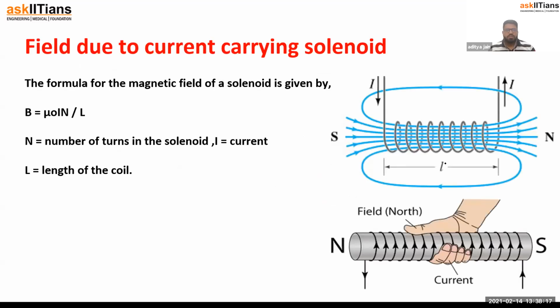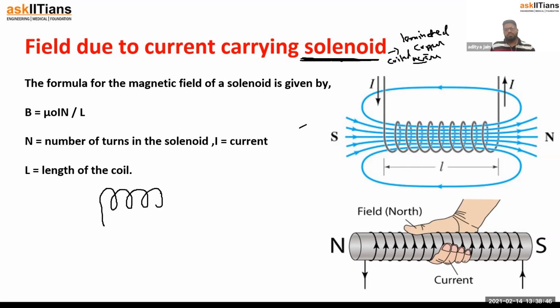I hope that is clear. Okay, now see, there is something known as a solenoid. So what is actually a solenoid? If I simply define it, a solenoid is laminated and coiled copper wire. Yes, laminated and coiled copper wire is something known as a solenoid. So a solenoid is something like this.